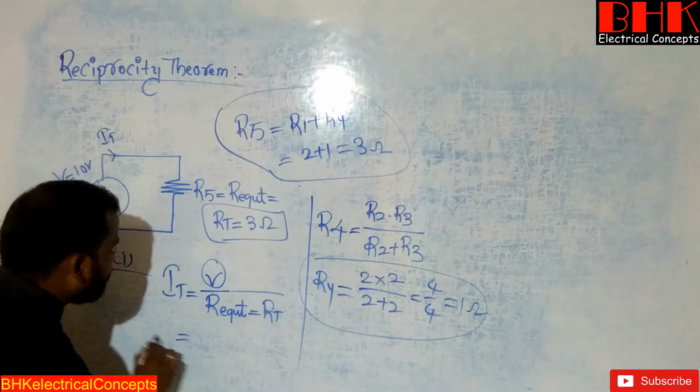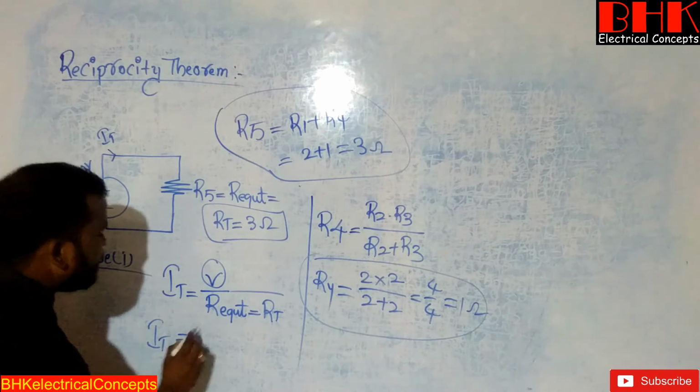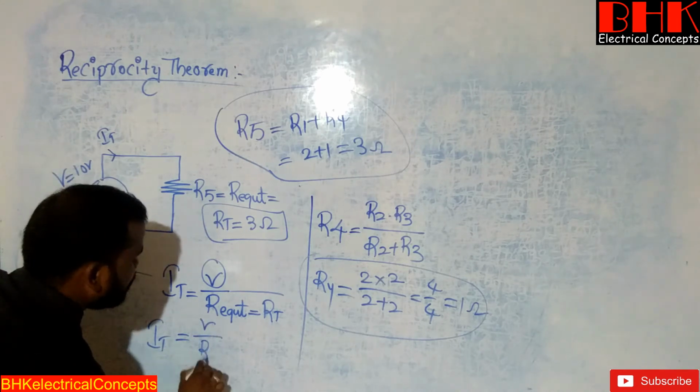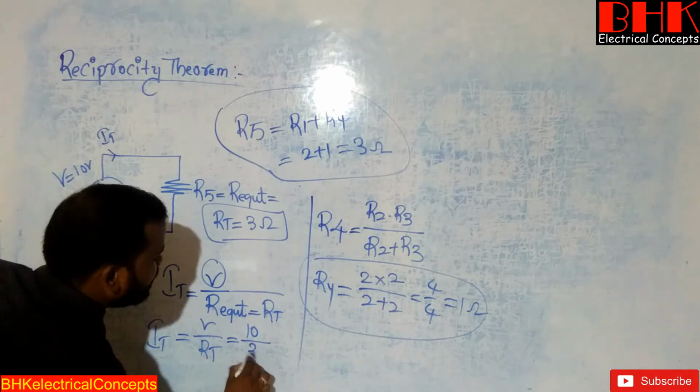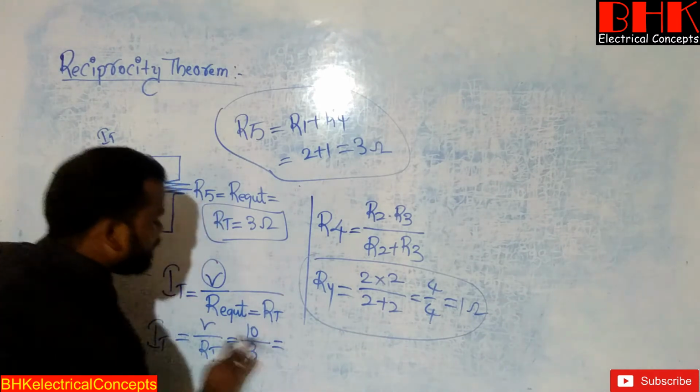Now you can find the total current in the circuit. IT is equal to V divided by RT, that is the applied voltage 10 divided by RT, which is 3, that is equal to 10 by 3. What does that mean?